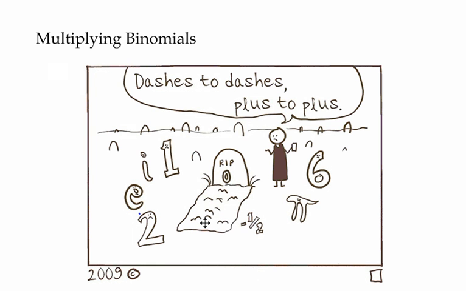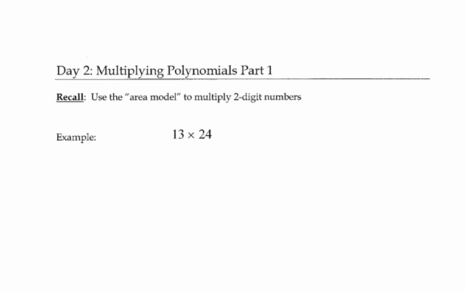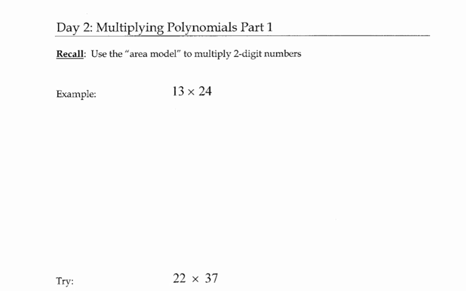Okay, so in this lesson we're going to multiply binomials by binomials. So that's a new concept for Math 10. You haven't seen this before. So we're going to start off with the area model of multiplication. We're going to start with really basic numbers, 13 times 24.